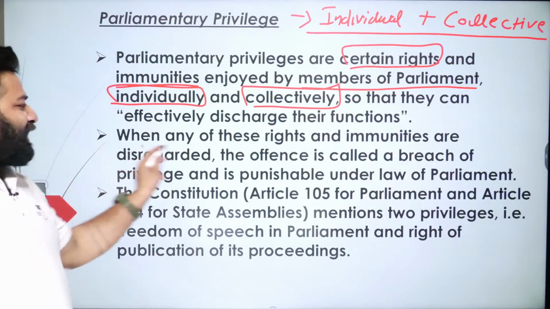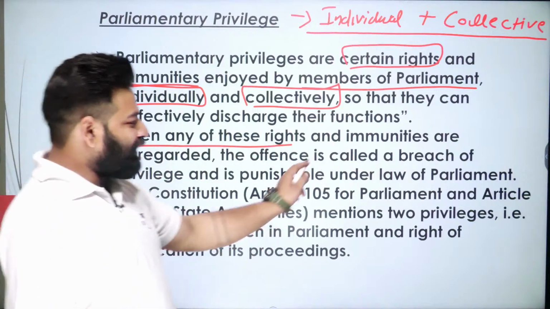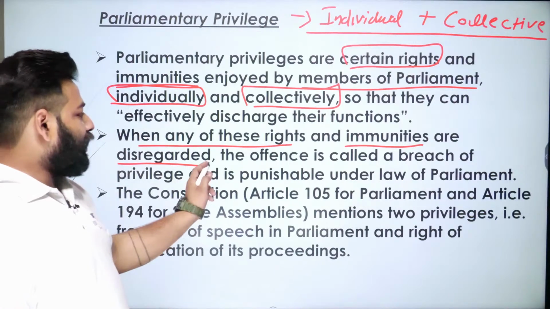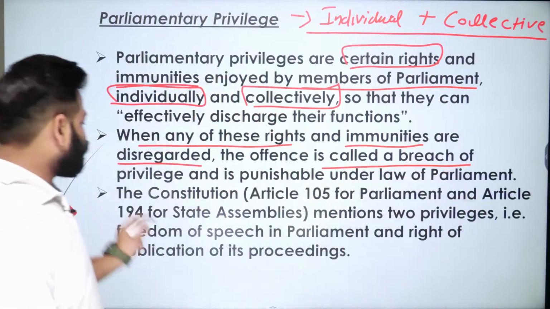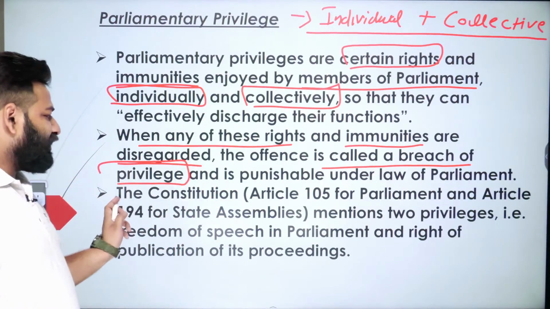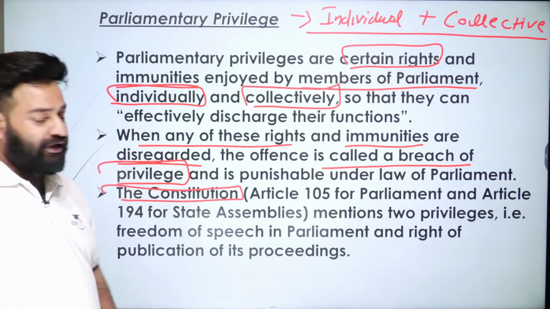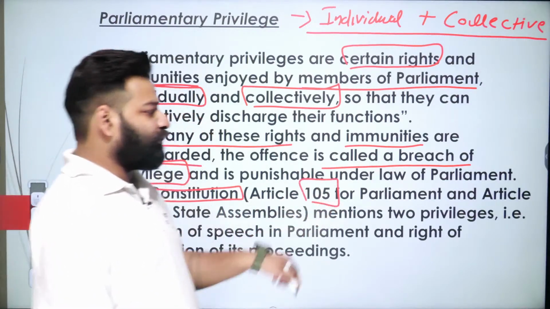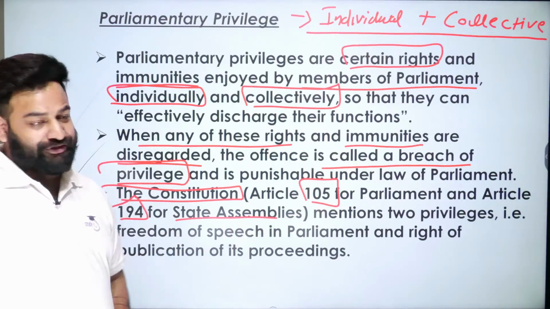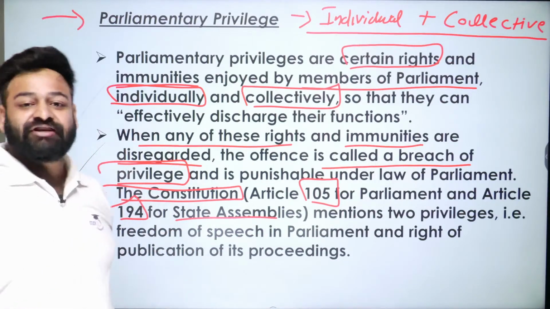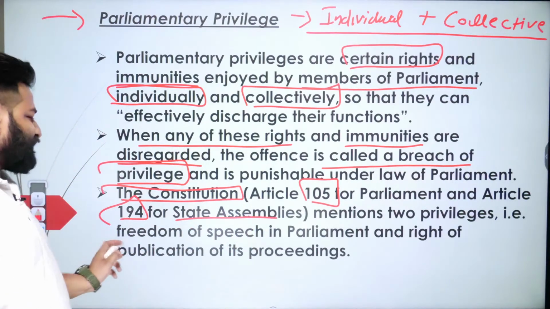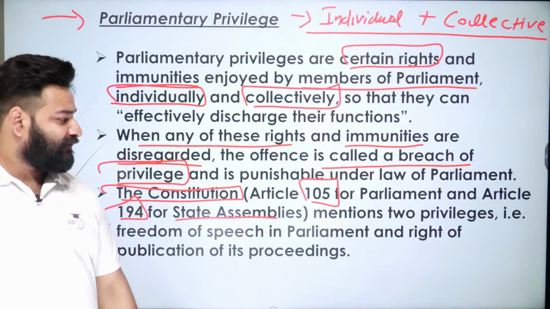Now, when any of these rights and immunities are disregarded or violated, the offense is called the breach of privilege and is punishable under the laws of the parliament and specifically the constitution. Article 105 for parliament and article 194 for state assemblies mention this, that is, parliamentary privileges and its breach. Okay, so two types, individual and collective, and the features.